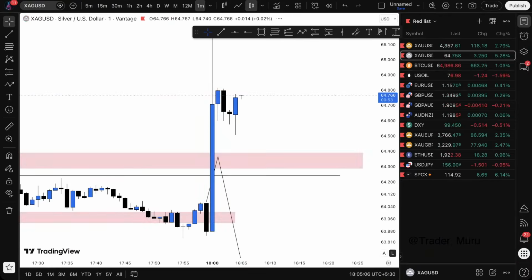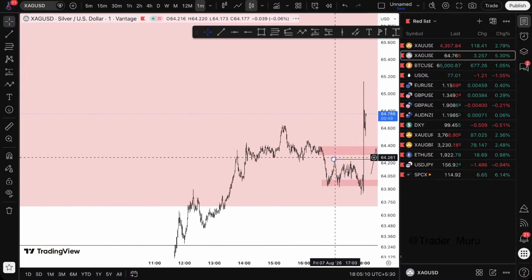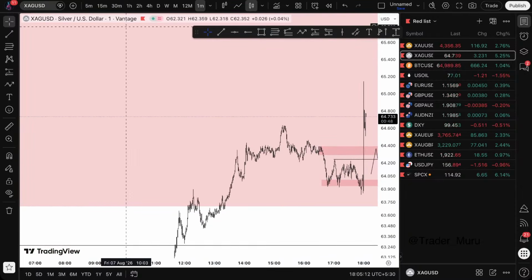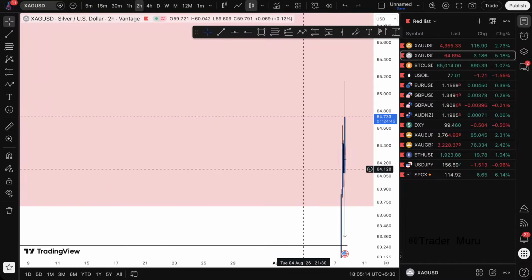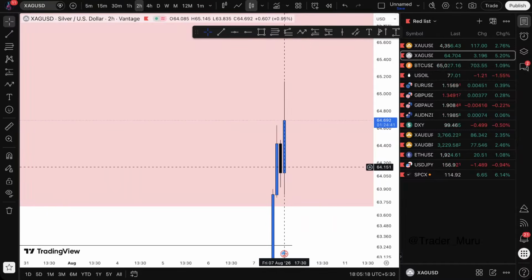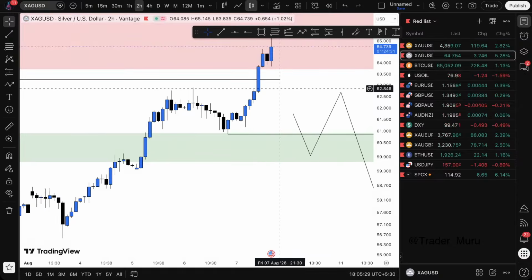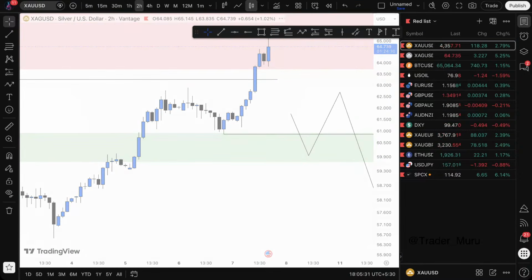What is silver doing? Breaking above. Same thing, we need to break the previous candle low, then you can short it. Gold. What happened?